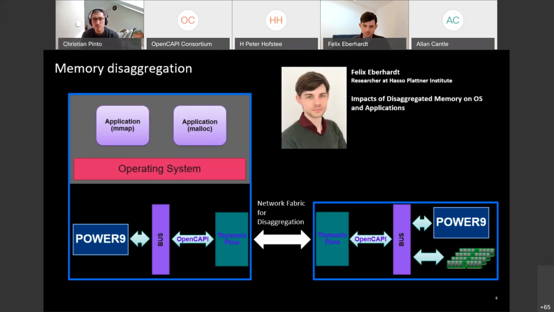Then we will switch to Felix Eberhardt. Felix is a researcher at the Hasso Plattner Institute in Germany, and his research interests are around analysis and optimization of workloads in scale-up systems. And Felix will discuss some, let's say, new challenges at the operating system and application level that are created by memory disaggregation. And we will talk also about a possible use case.